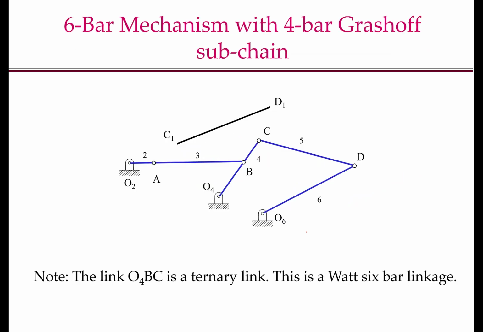You should also note that the link O4BC is a ternary link, and this is a 6-bar linkage. It's a Watt's 6-bar linkage. You should convince yourself that the degrees of freedom of this mechanism is 1, and you should also find out which inversion of the Watt's 6-bar linkage this mechanism is.